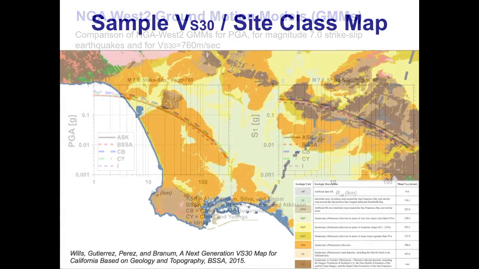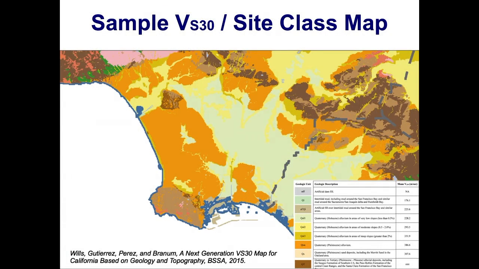As already mentioned, another important aspect of these event sets is the correction of ground shaking intensity for local site conditions, and that's typically done using digital maps like the one shown from Wills et al. from 2015. This shows VS30 conditions that vary across Los Angeles, used to assign the appropriate site class.